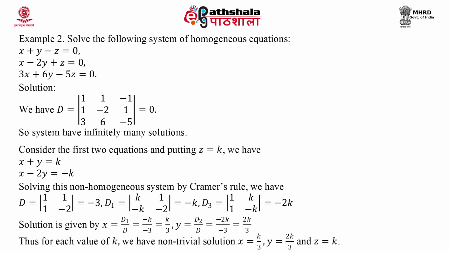Solving this non-homogeneous system by Cramer's rule, we have d equal to minus 3, d1 equal to minus k and d2 equal to minus 2k. So the solution is given by x equal to k by 3, y equal to 2k by 3, and z we have already considered as k. Thus for each value of k we have a non-trivial solution, x equal to k by 3, y equal to 2k by 3 and z equal to k. So we have infinitely many solutions of this system.